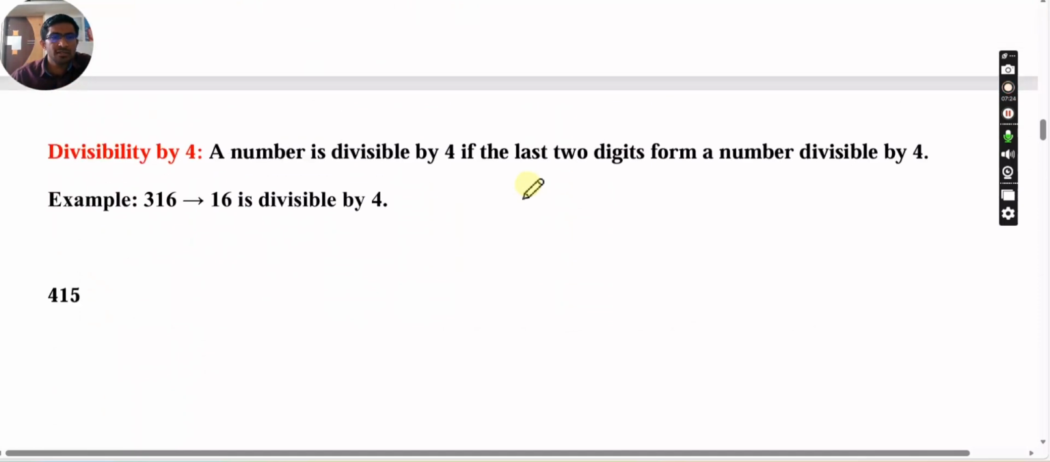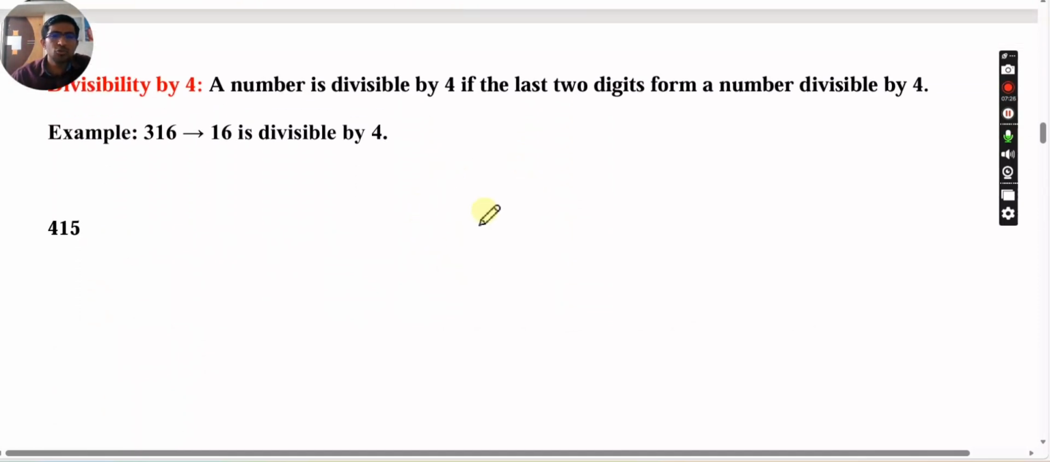After these two numbers, we are going to learn about the next number, that is 4. The test of 4 is, we can say, easier than the 2 and 3, because here we don't have to do any type of addition. We just have to check that a number is divisible by 4 if the last two digits form a number. Sometimes students get confused that the last two digits are divisible by 4. It is not like that. The number which is formed by the last two digits must be divisible by 4.